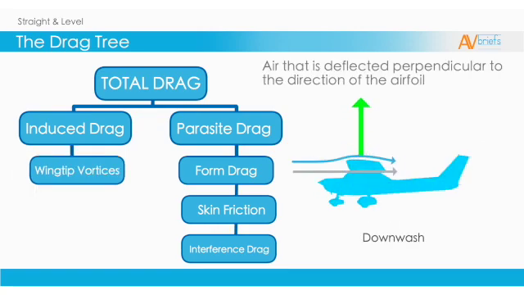Next, let's look at downwash. Downwash is the air that is deflected perpendicular to the direction of the airfoil. You can see this effect by placing a spoon under the flow of a kitchen tap. The water will curve around the spoon, and continue to curve after it leaves the spoon.